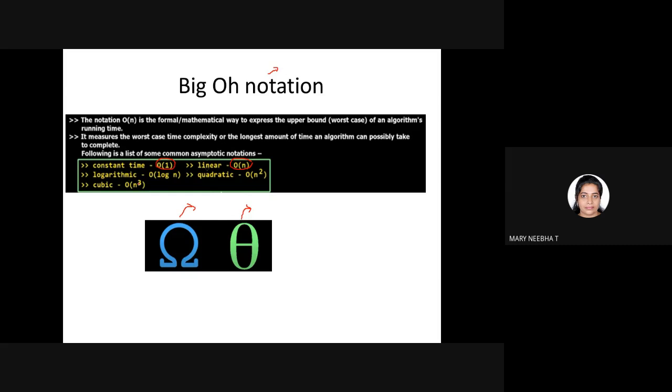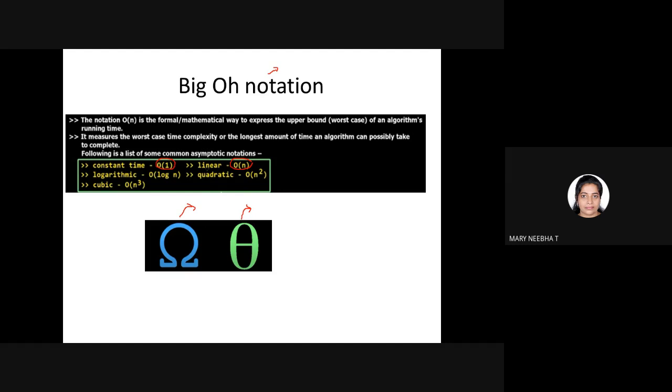Big O notation measures the worst case time complexity, or the longest amount of time an algorithm can possibly take to complete. This is a way to mathematically represent it. You are all coding, but you are not worrying much about the time required for completing the task. You are writing logic, and whatever logic gives the output, you think that is enough, but that is not the right thing. You have to get the output with the most efficient algorithm.